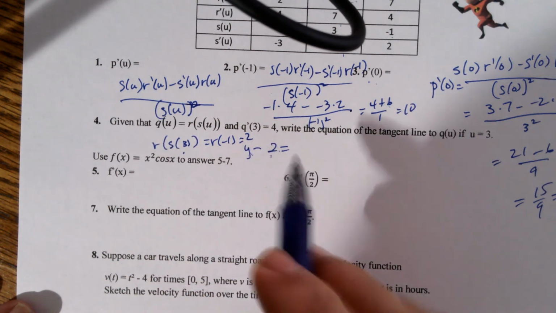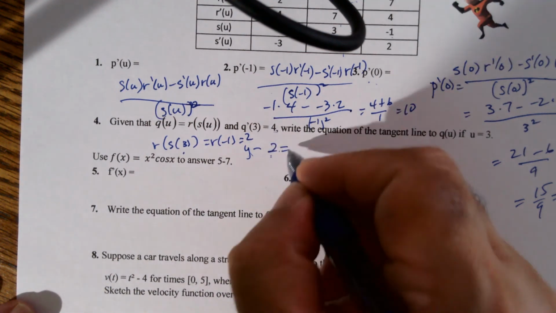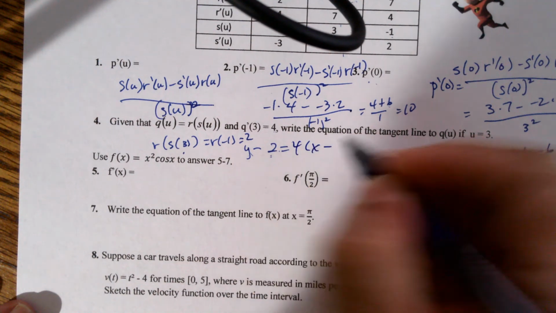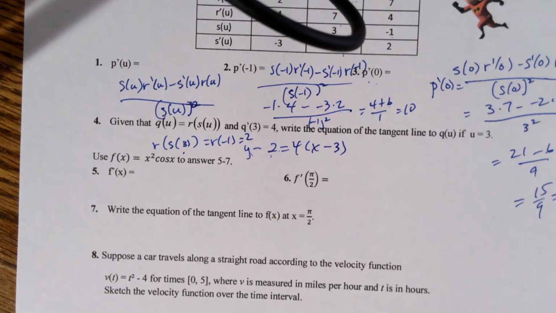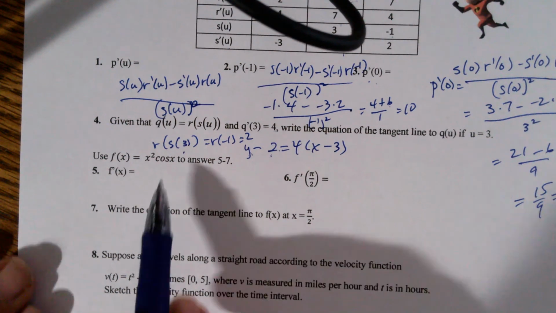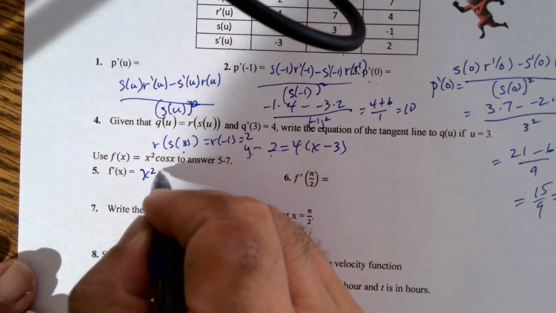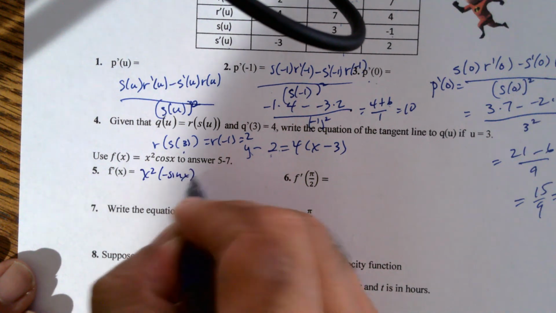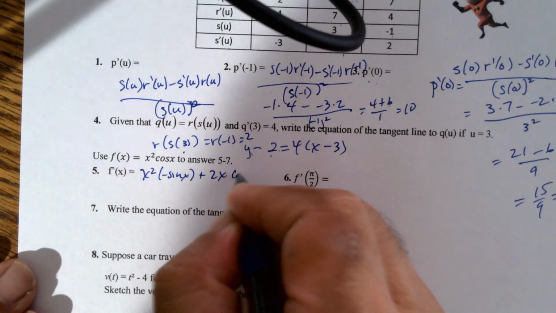So y minus 2 equals, and then I want the slope. There's the slope right there, q prime of 3, times x minus the x value, which is 3. That's it. I know that was confusing. Sorry about that. Hopefully you understood. Here, let's find the derivative. This is product rule. So it's x squared, derivative of cosine is negative sine, plus the derivative of x squared, which is 2x times cosine x.